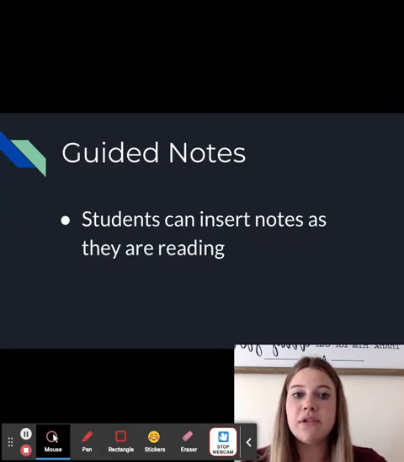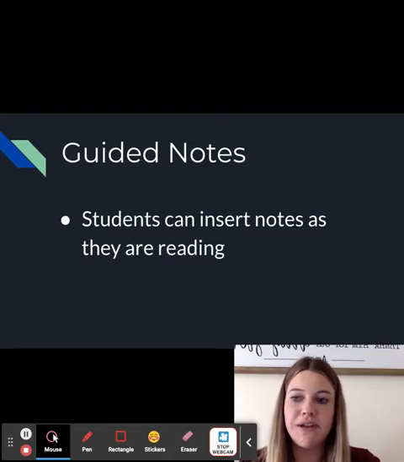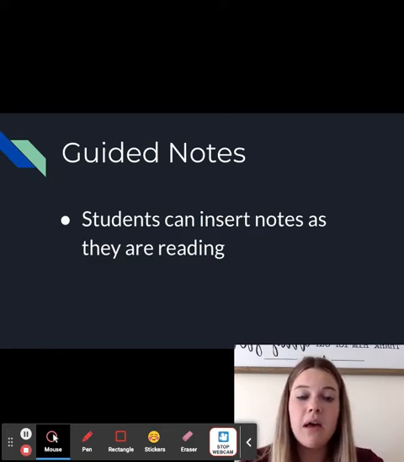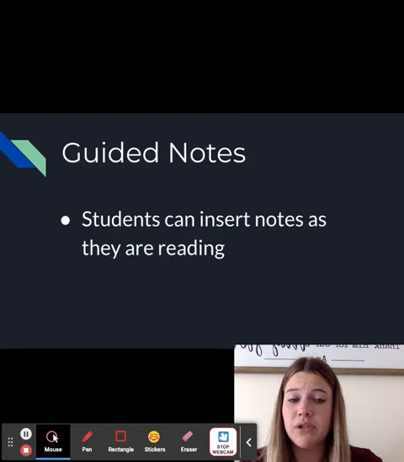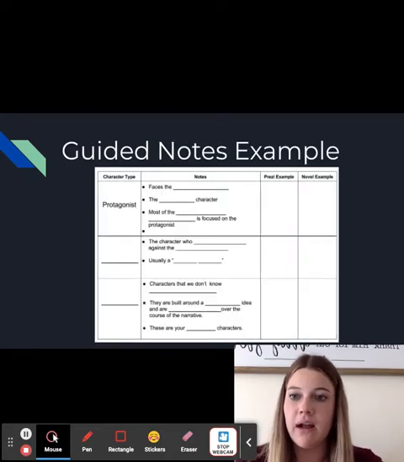Another great strategy is guided notes. So guided notes, that's where students can insert notes as they are reading their text. Guided notes combine a lot of different strategies. So it can combine kind of an outline structure, which is what we just looked at. It can combine a concept map. There's a lot of different things that you can do with guided notes.